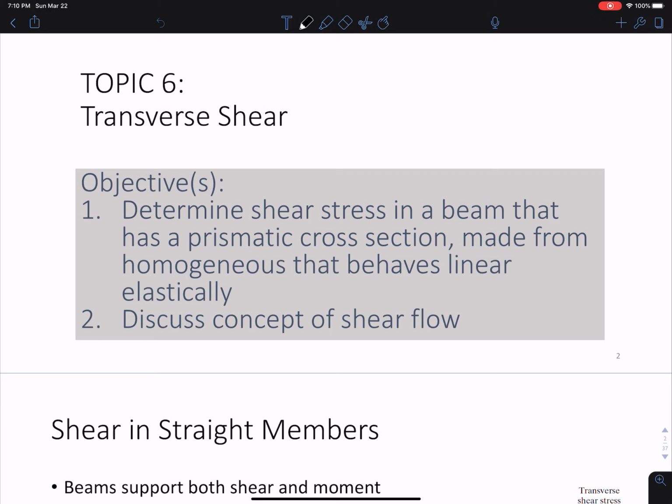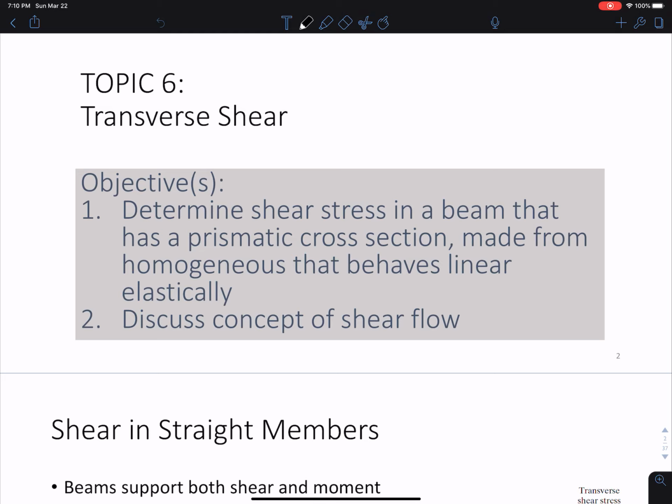All right, guys, so we're going to start with another video today. We're actually starting topic 6, which is transverse shear. And some objectives for this topic are to determine shear stress in a beam that has a prismatic cross-section. So we're going to be sticking to a very specific kind of cross-section, and material that is homogeneous and that stays in that linear elastic zone. And we're also going to talk a little bit about shear flow.